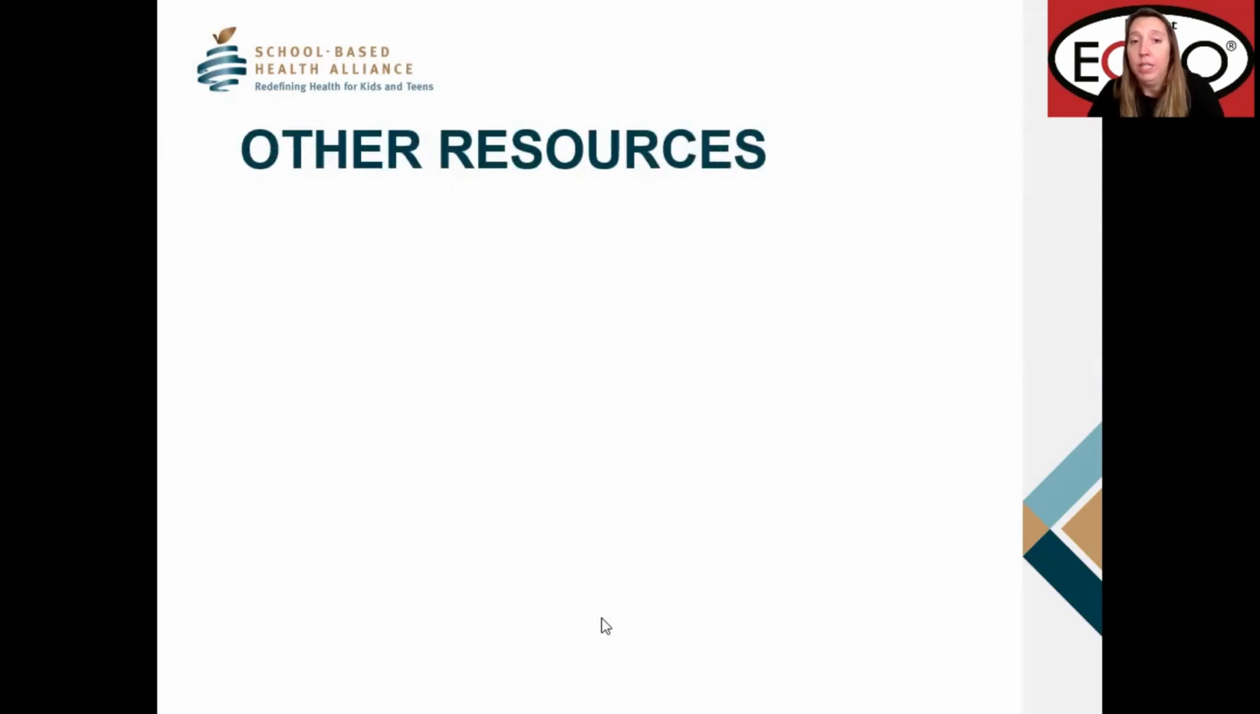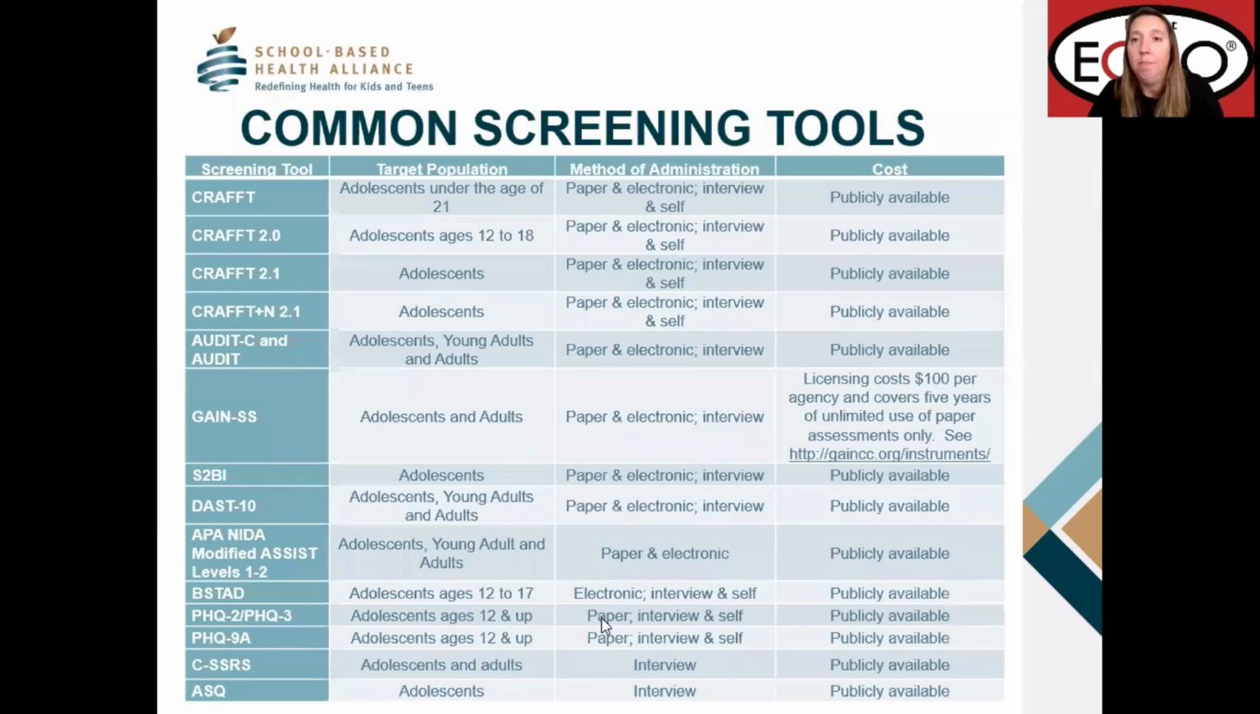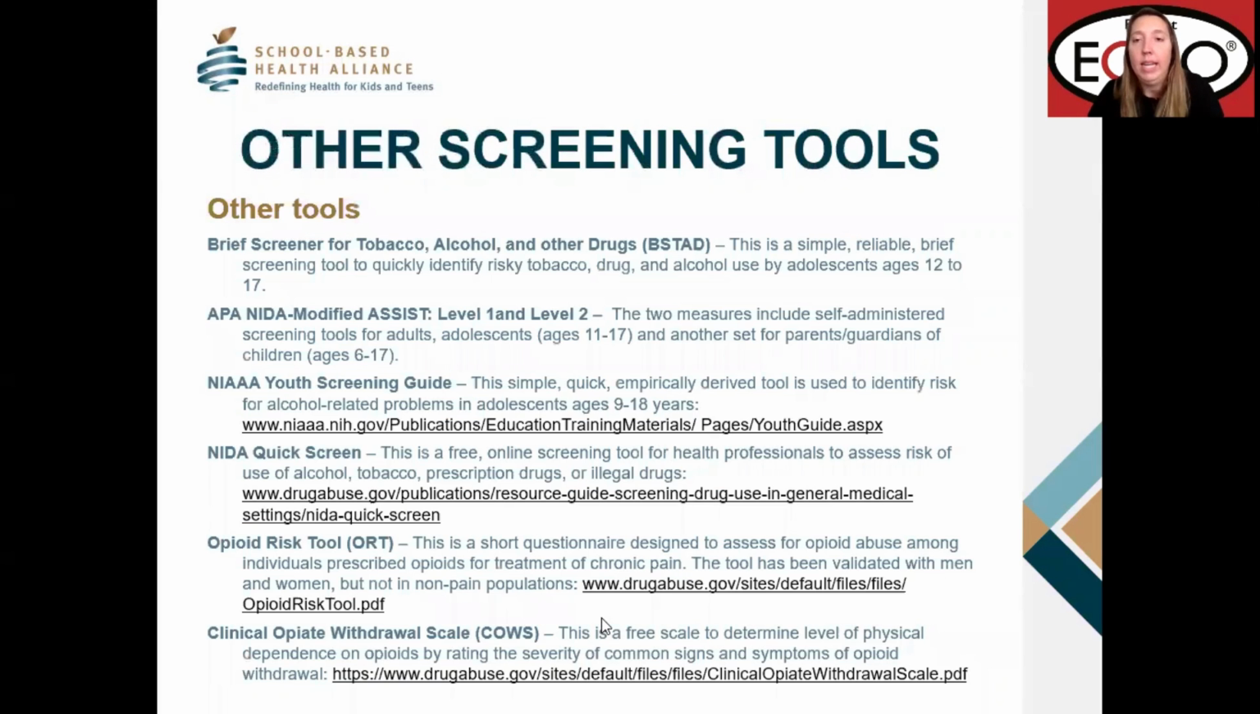Just want to mention a few other resources. As I mentioned earlier, screening tools have been validated for specific age groups and modes of administration. And so here's just a list that can help inform your selection of a screening tool. And here is a resource list with descriptions of other validated screening tools. Some focus on alcohol only, while other screens are for a range of substances.